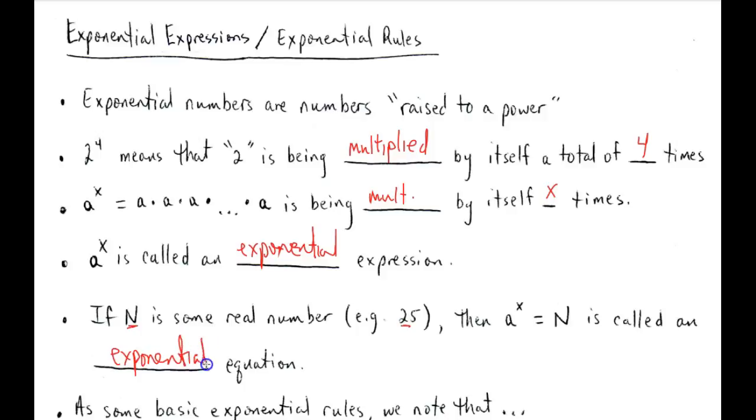The main reason I'm throwing this in here is that there is a difference between an expression and an equation. The main thing is equations have equal signs in them. Expressions do not. Okay?